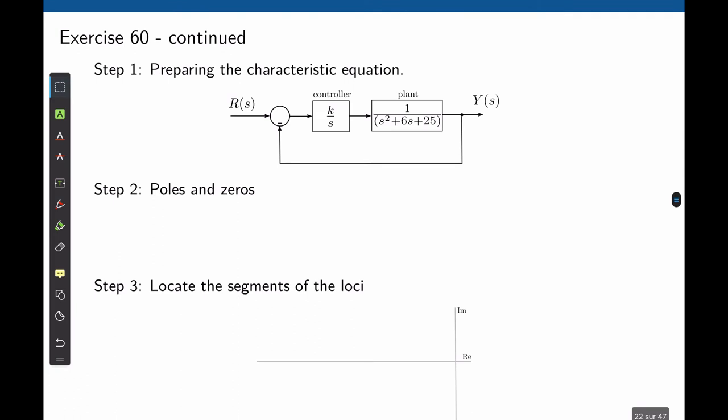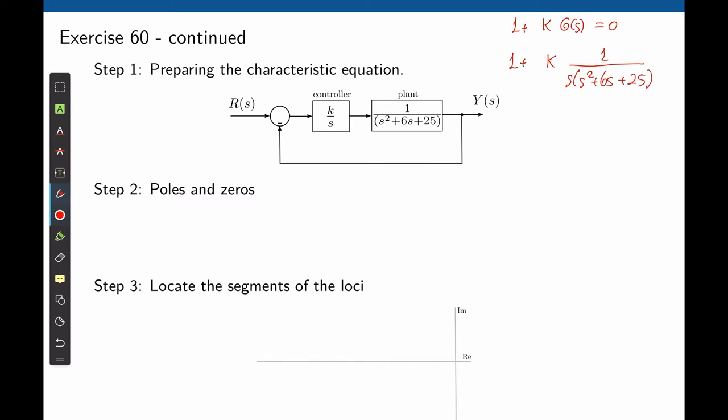The first step is to identify the closed-loop transfer function and the characteristic equation. And remember, the characteristic equation needs to be written as 1 plus k times a function g of s equals to 0. The characteristic equation of this system is simply 1 plus k times 1 over s times s squared plus 6s plus 25 equals to 0. And here we have the root locus equation expressed in the standard form. We can now identify the poles and zeros that will be used in the root locus.